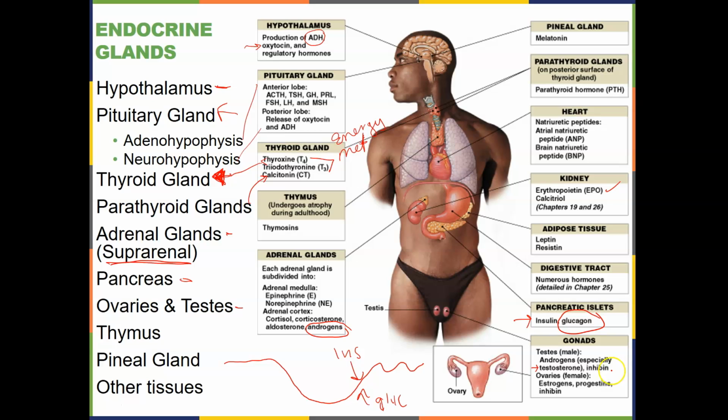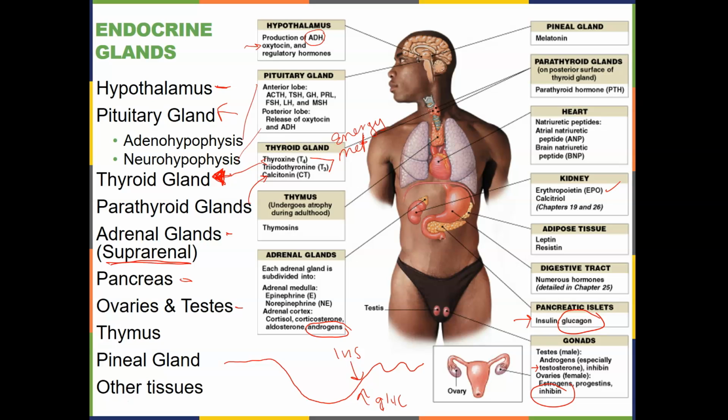There's another compound called inhibin. Don't worry about that. The ovaries in a female produce estrogens, progestins, and also inhibin. Again, don't worry about that right now, but we all know what estrogen and progesterone basically are. And estrogen and testosterone are one enzymatic reaction away from each other. They're almost exactly the same molecule.